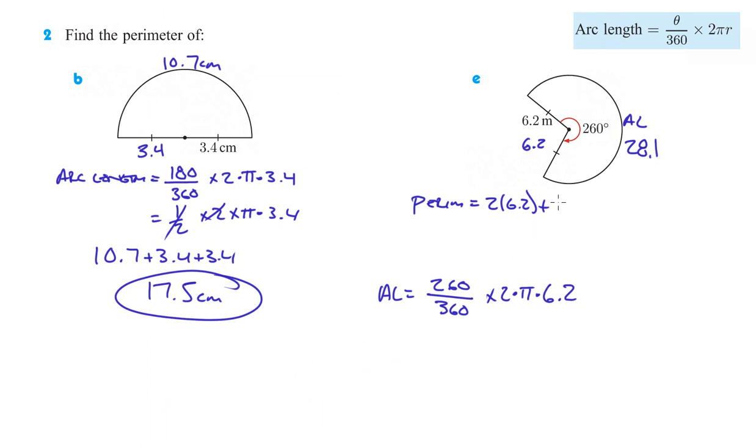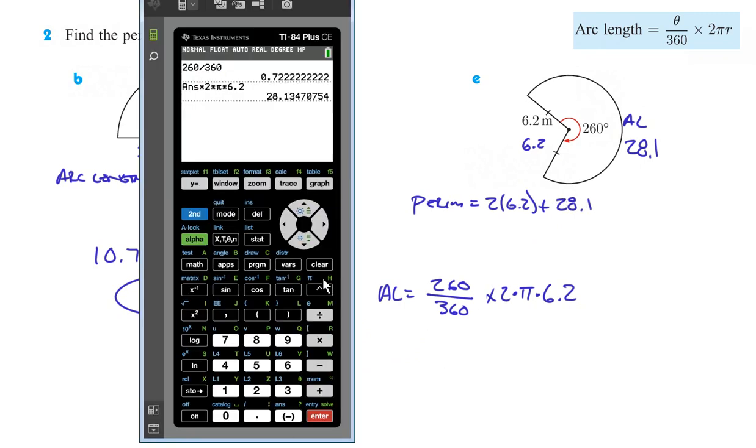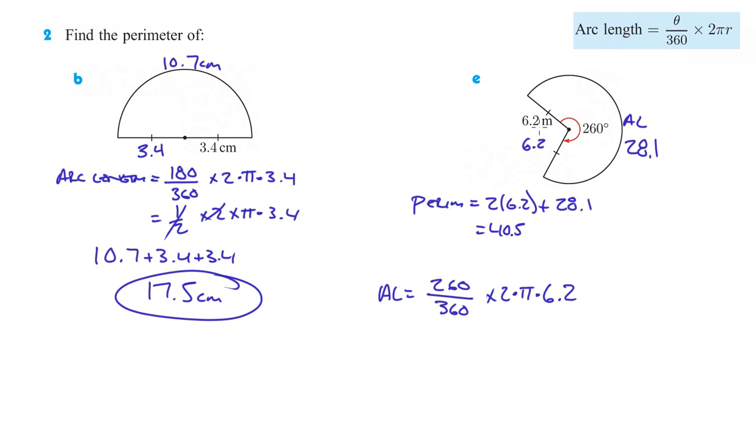So plus 28.1 here, and we end up getting 2 times 6.2 plus 28.1. And that gives us 40.5, okay? Equals 40.5, and this is meters, so the perimeter is 40.5, and this is also perimeter over there as well.